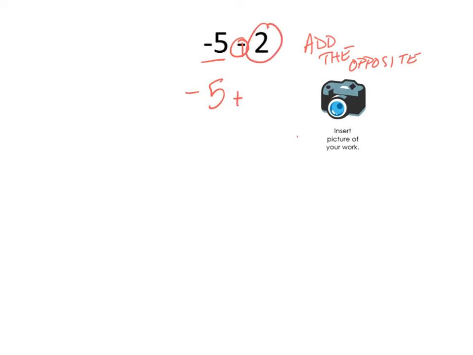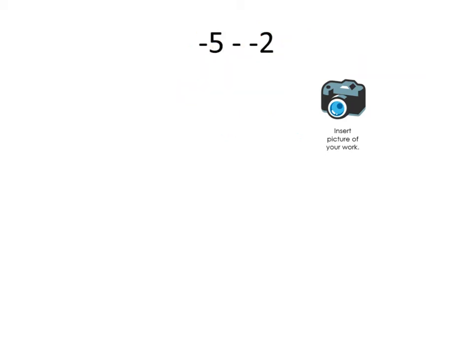What's the opposite of 2? Negative 2. So now we have addition. The signs are the same. Same sign, add and keep. 5 plus 2 is 7. Keep the sign. Once you go from adding the opposite, this is ignored. Okay, you guys do this one. See if you get the right answer.